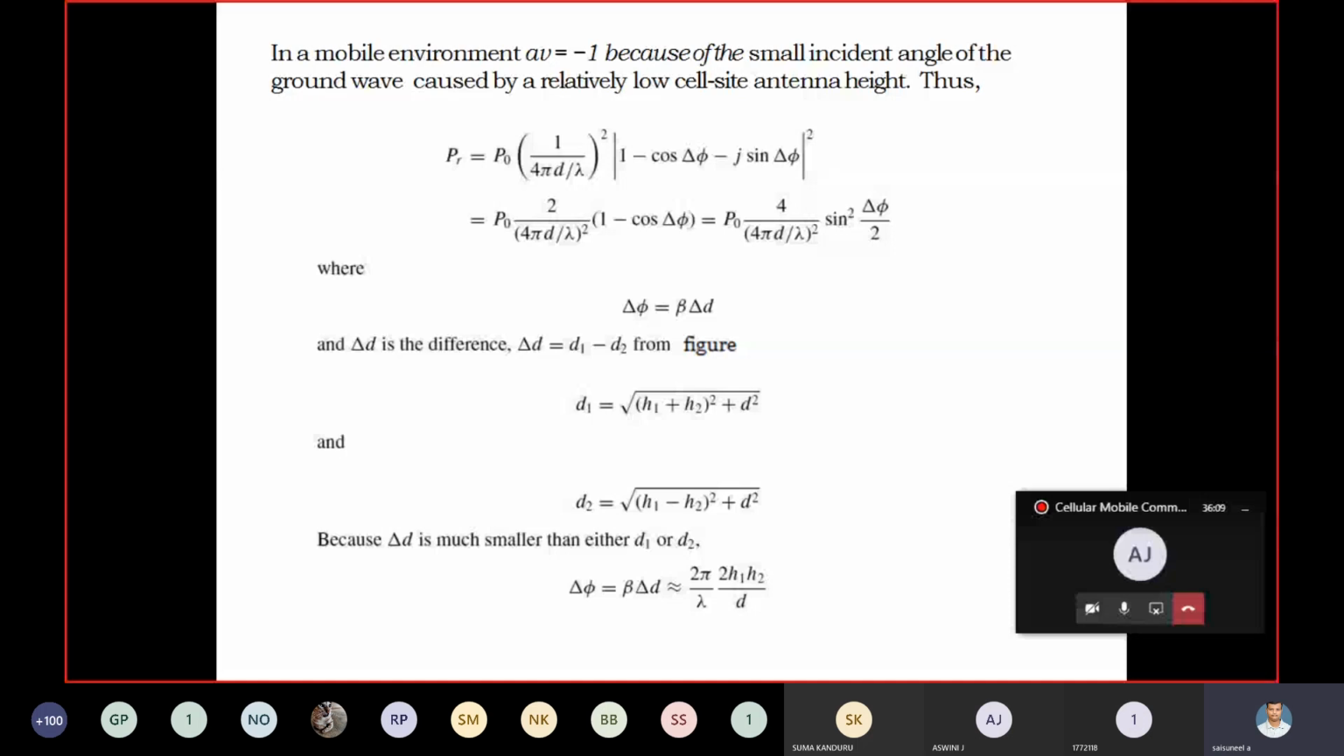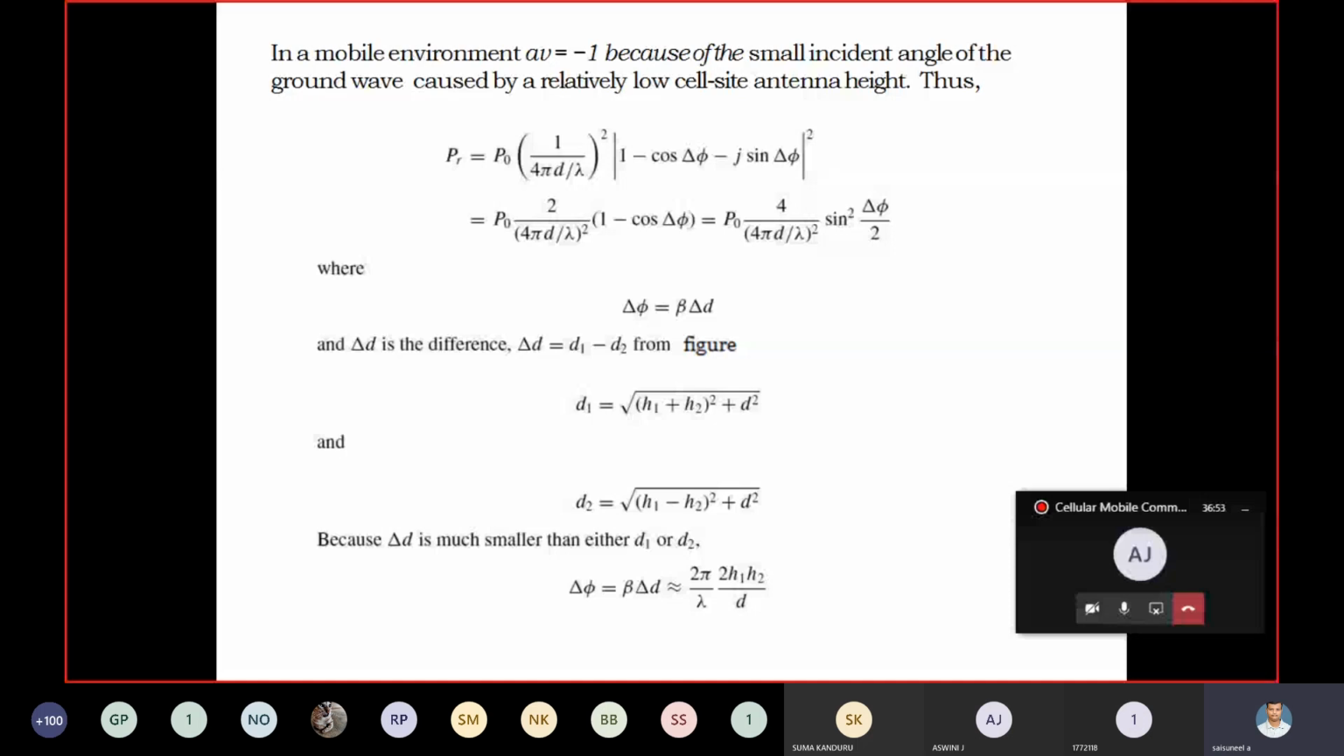Likewise we get the equation P_R equal to P naught into (1 by 4 pi d by lambda) whole square, modulus of 1 minus cos delta phi minus j sin delta phi whole square. Then finally we get P naught (lambda by 4 pi d) square times 4 sine square of delta phi by 2. In general, delta phi is the phase difference between the direct path and the ground reflected path, which is equal to beta delta d.